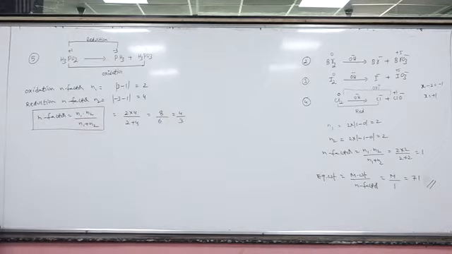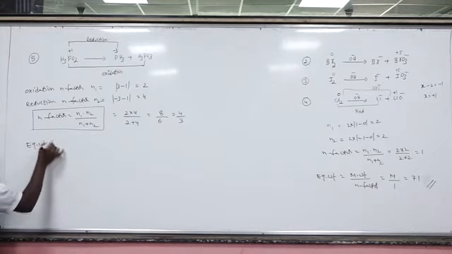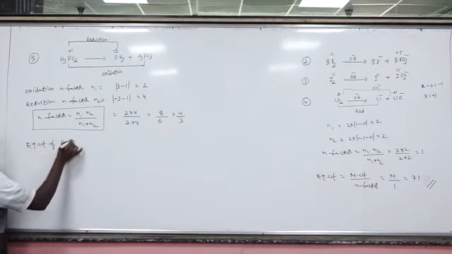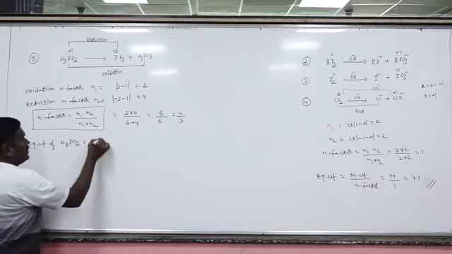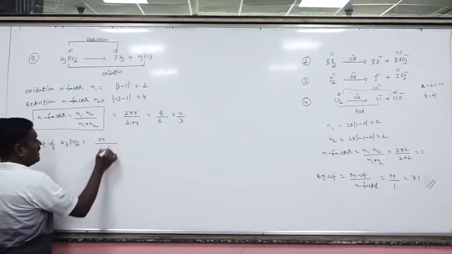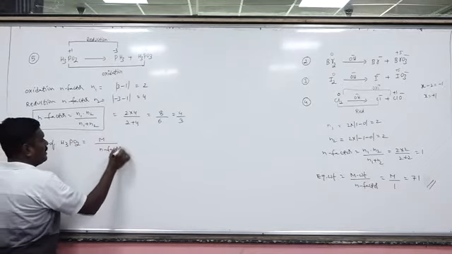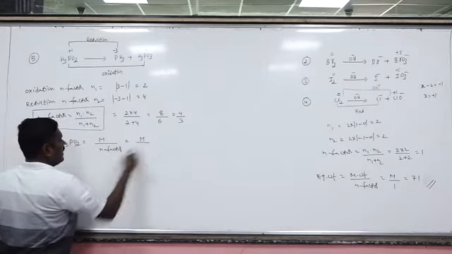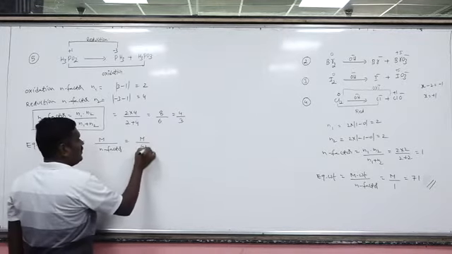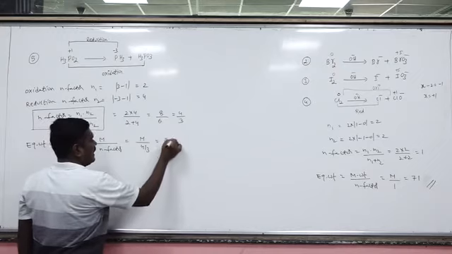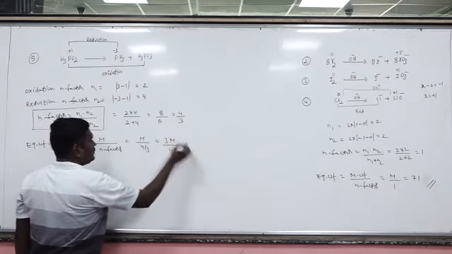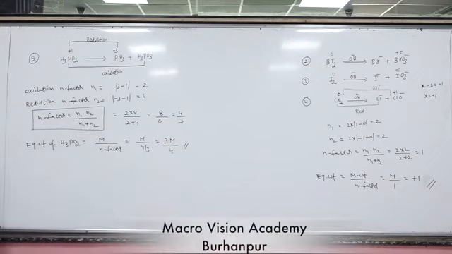Now it will be 4 by 3. So what is the equivalent weight? Equivalent weight of hypophosphorus acid is equal to molecular weight by N factor. Molecular weight M. What is the N factor here? 4 by 3. So the answer will be 3M by 4.